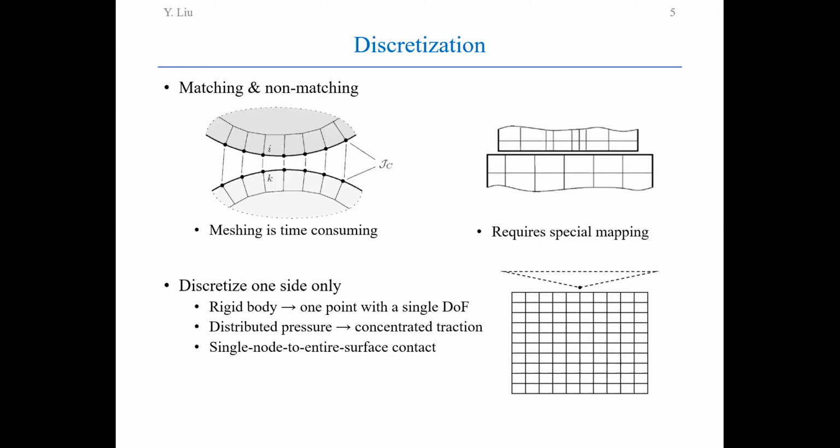The rigid indenter is modeled as a single degree of freedom. The underlying concept is that we only need to know the position of one point in order to know the position of the entire indenter. We do not care about the actual distribution of the contact force for the rigid body, so we can just transfer the distributed contact pressure acting on the rigid body into a concentrated contact traction applied at a single point. This contact algorithm actually becomes a single node to entire surface contact.